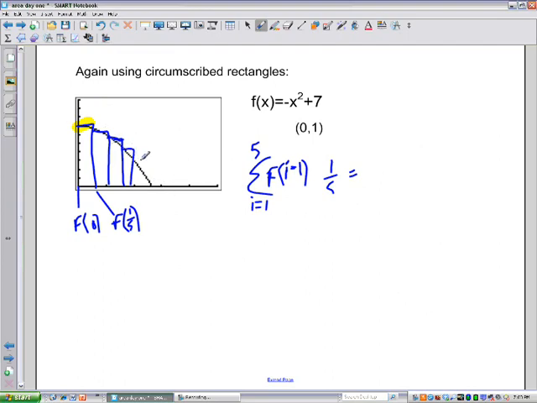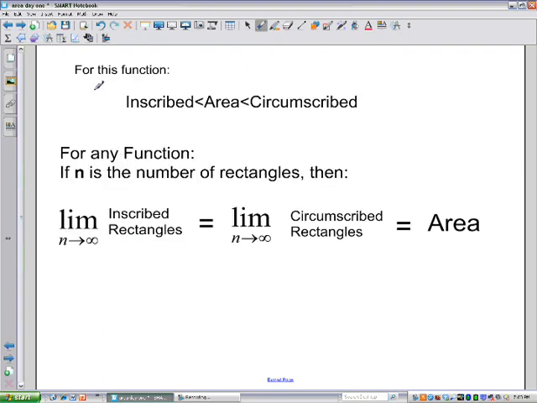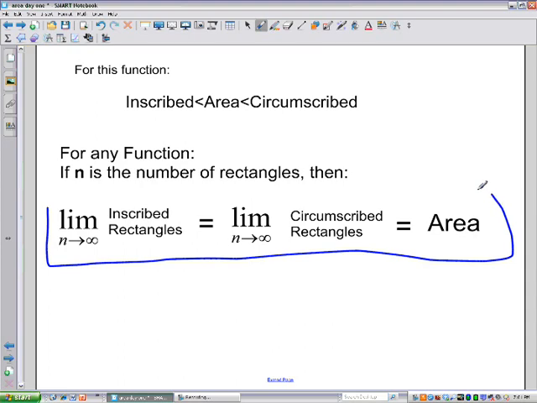And so we've probably heard before that the way to get to a more accurate answer is to have more and more rectangles, right? So the circumscribed gives too big an answer, the inscribed gives too small an answer, and the area is someplace in between. So the answer isn't to average the two numbers together. The answer is to get more rectangles. As I get more rectangles, the inscribed rectangles become about the same as the circumscribed rectangles, which become the area. So what we're looking at is what happens as n gets really, really big.